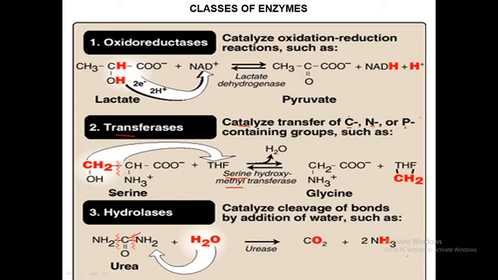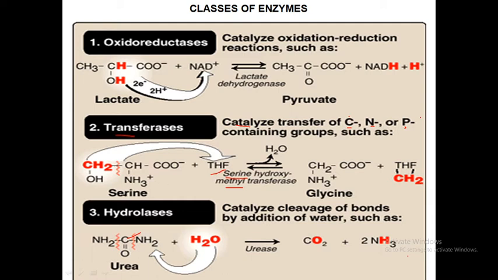Now serine is an important amino acid which has a methyl group in its side chain. Now that methyl group has to be transferred. From where is it transferred? From serine to the THF. Now what is the THF? The THF is known as tetrahydrofluoride.